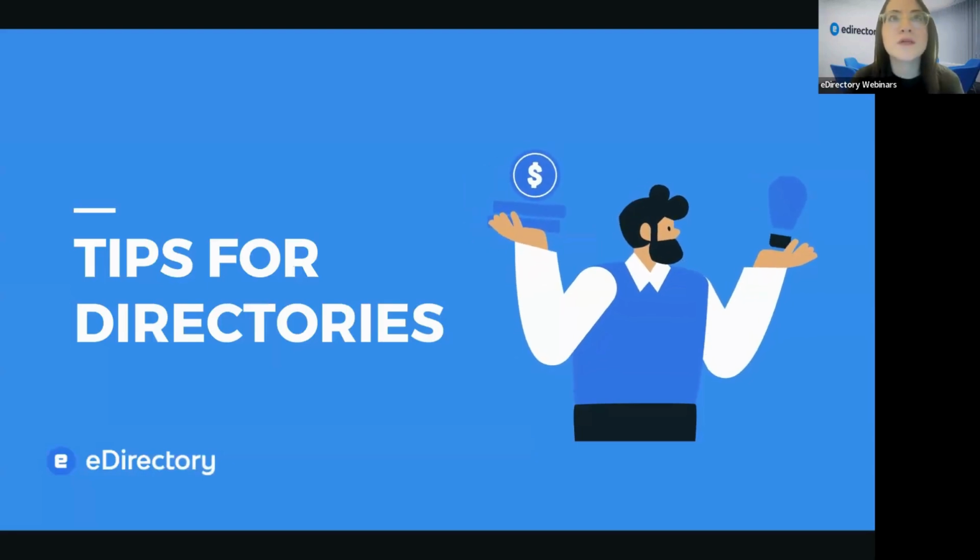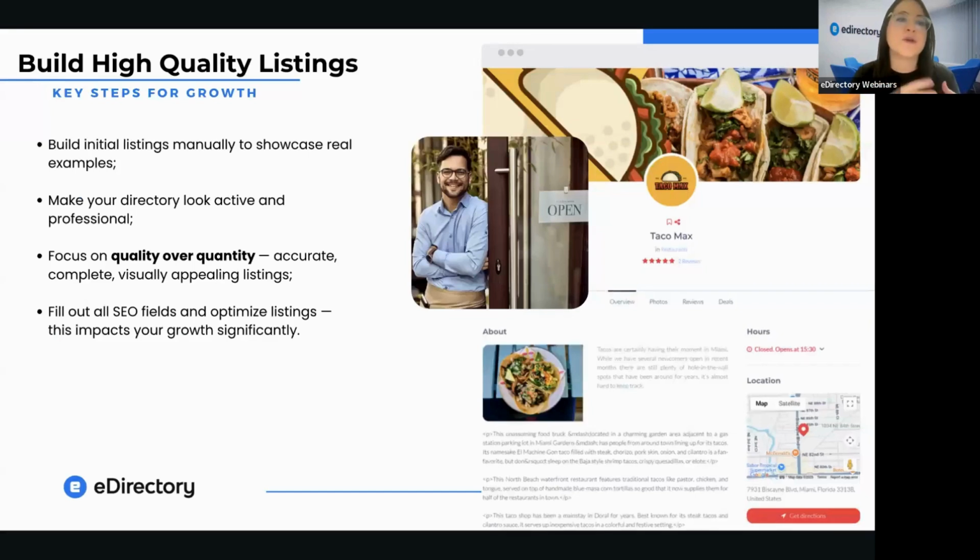Now we're going to go for more specific tips for directories. The first thing is to build high quality listings. This is probably the main thing for a directory owner to be careful about. High quality images, the address being updated, the numbers, it's super important to have good looking listings. So build initial listings manually to showcase real examples. If you have the time, it's super important. Make your directory look active and professional.